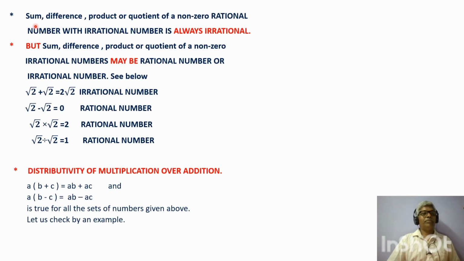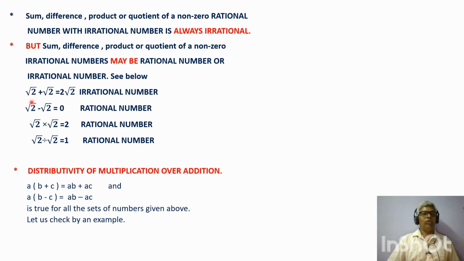Another property, the sum, difference, product or quotient of a non-zero rational number with an irrational number is always irrational. That means if an irrational number is involved in any of these operations, the answer is always irrational. But the sum, difference, product or quotient of two irrational numbers may be rational or irrational. That is, if both the numbers are irrational, then the answer may be irrational or rational.